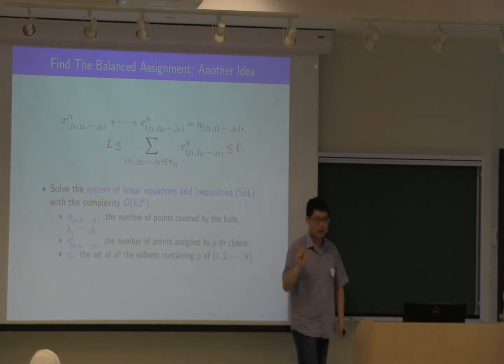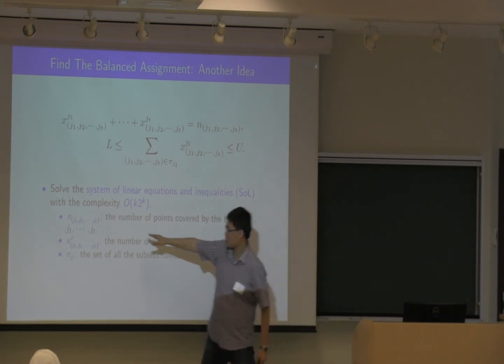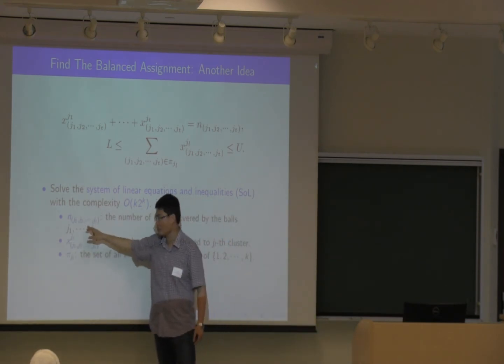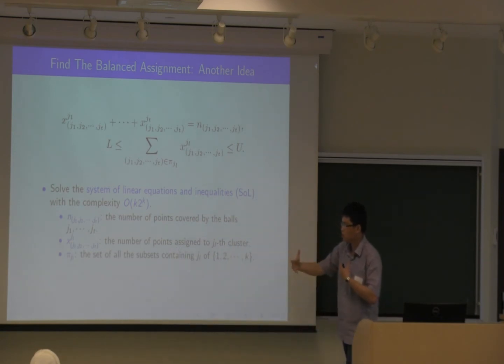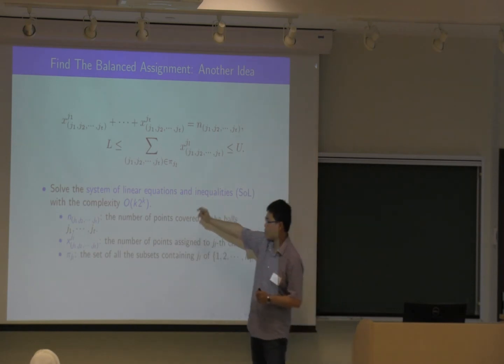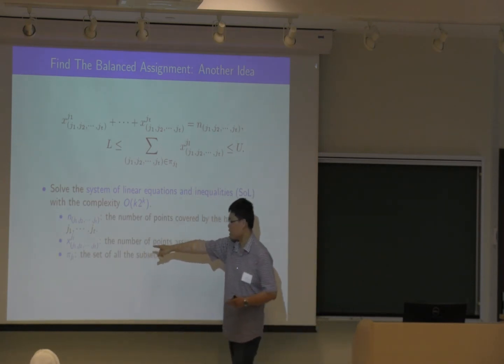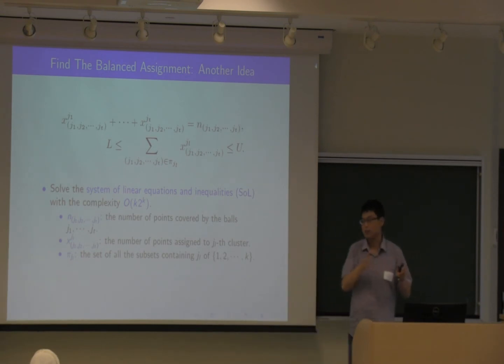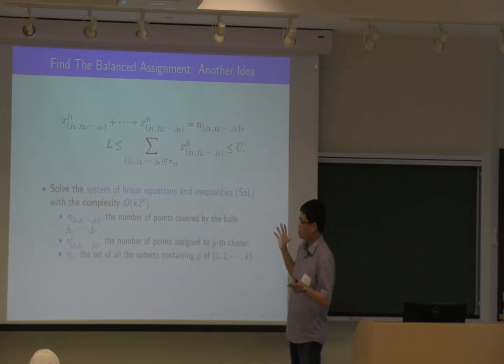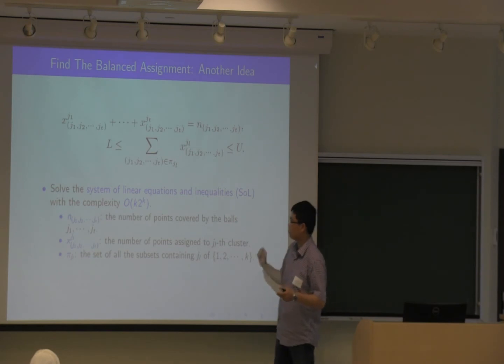So for each intersection, as I mentioned, it is covered by t balls. So we have this number. This is a fixed value to indicate the number of points covered by those t balls from j1 to jt. And also we have t variables. Each variable indicates the number of points assigned to the corresponding cluster. So we have t variables for each intersection.